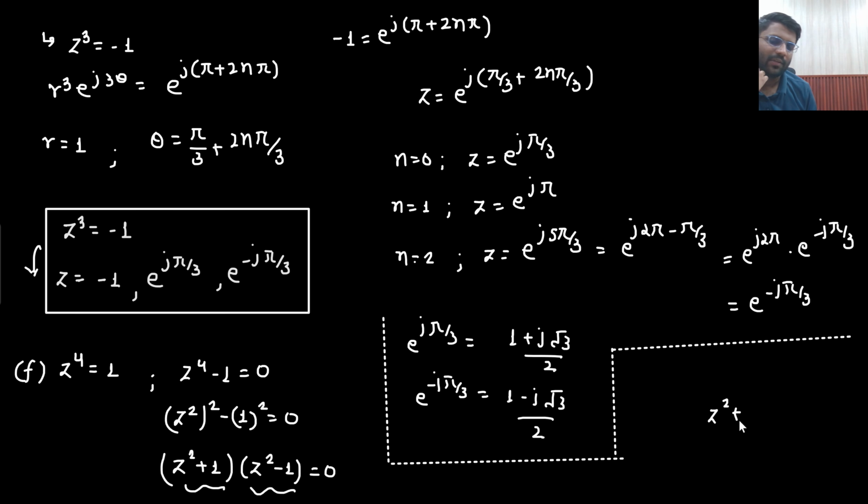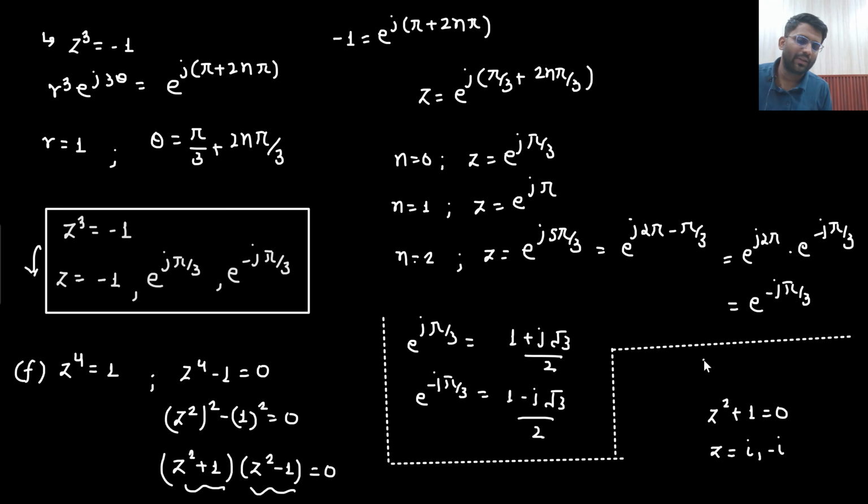Okay. So if z square plus 1 equals 0, I hope you know that this will have two solutions, iota and minus iota. Z square equals minus 1, so z equals plus or minus under root minus 1, and under root minus 1 is nothing but iota. So plus iota or minus iota. So z square plus 1 equals 0 has two solutions, z equals iota and minus iota.